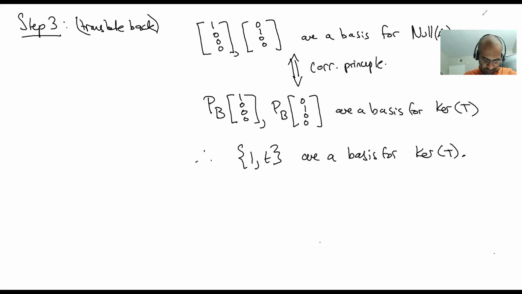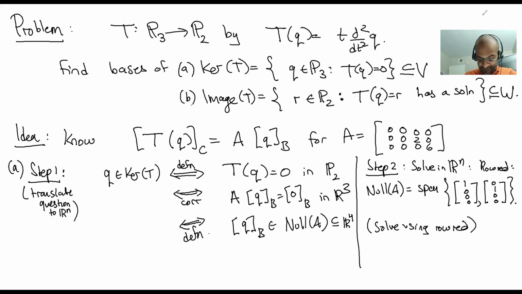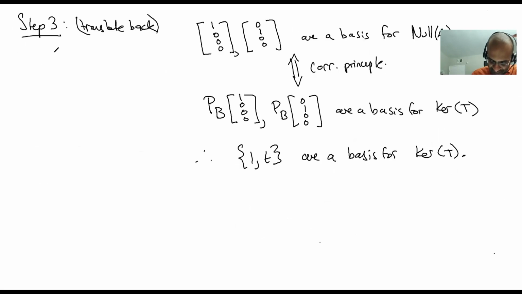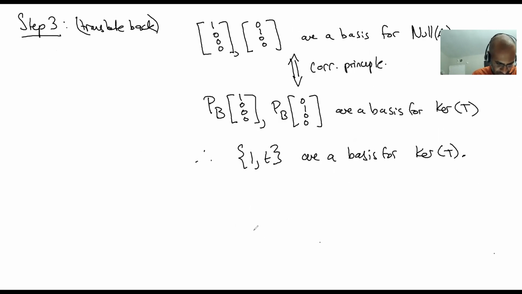Okay, let me now do part B of the problem. Part B was to find a basis for the image of T. So let's do that. Again, step 1 is to translate. Now, step 1 and step 3 don't require much. You don't have to write this when you solve the problem. I'm just explaining why it's a valid way to do the problem.